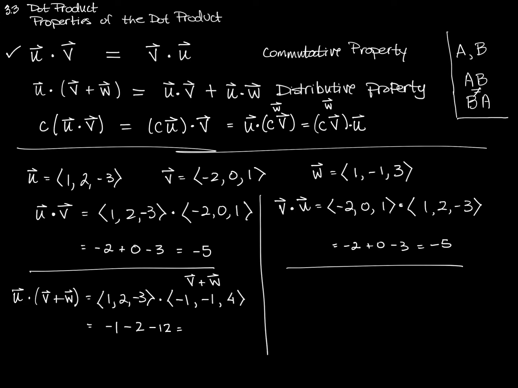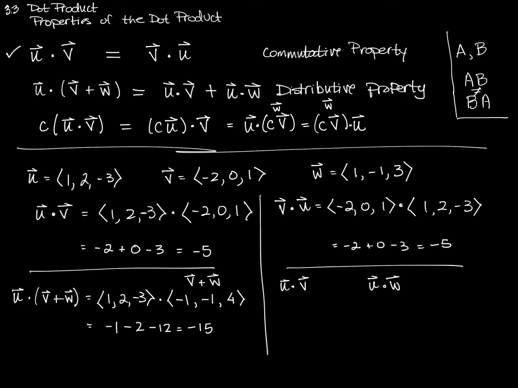So here I get -15. On the other hand, now what I'm looking at is the right-hand side here, U dotted with V and U dotted with W, and then I'll add the results together.